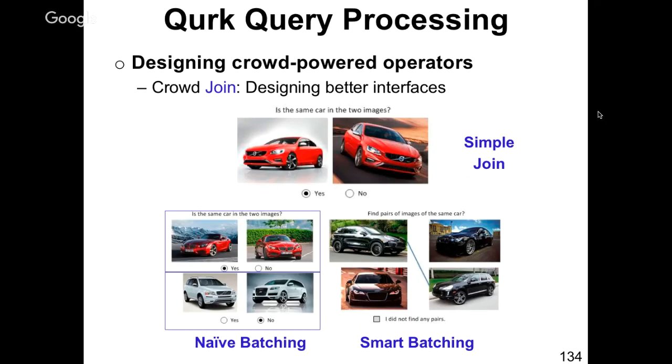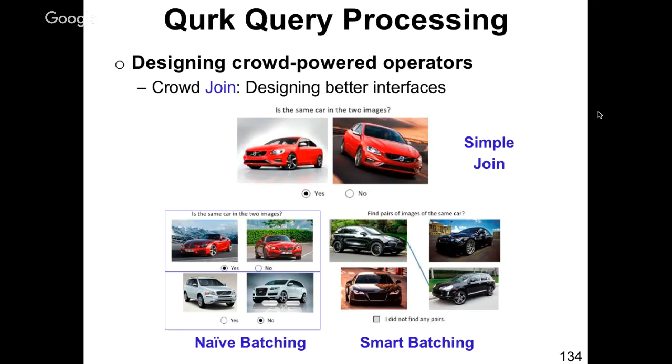There could be three types of interfaces for crowd join. The first one is just a simple compare. You give me a pair of entities, and I just input yes or no: whether these two entities can be joined. The second one is called naive batch, and that means I can put a couple of compare-based questions into one HIT, and I can ask the crowdsourcing workers to answer them all, and after that, I can pay the money, right?